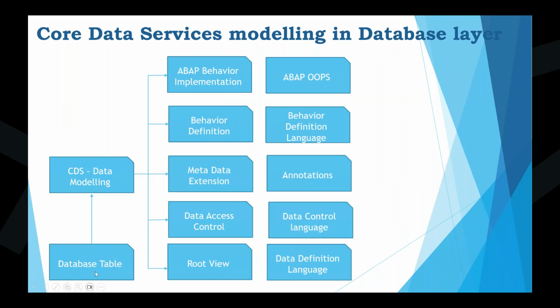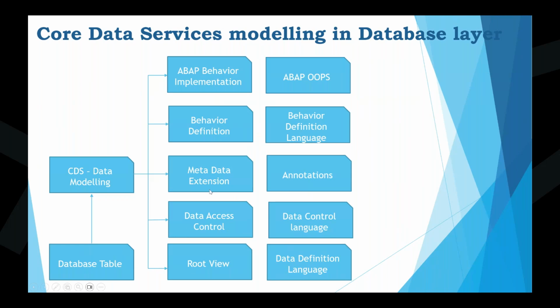Now, if we get into the depth of what RAP is going to develop, we will have one database table, and we will use a CDS view to get the data from the database table. These are the detailed steps of what RAP will do. Then we create another CDS view called the root view to get the data from the CDS view, and we do this in the data definition language. If you want to restrict the data to the user at the database level itself, we use data access control. That is called data control language.